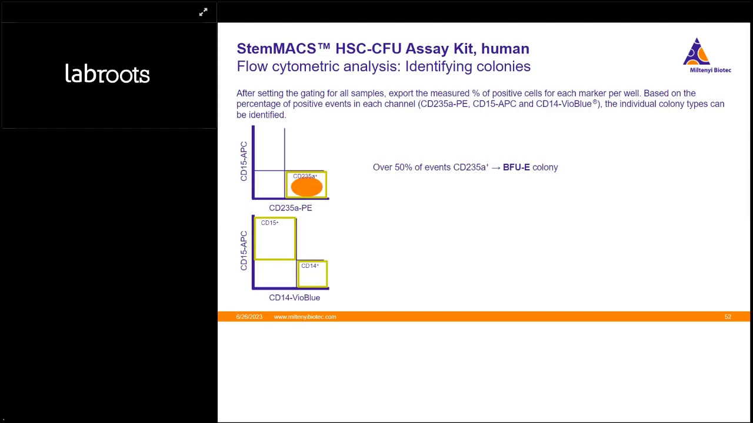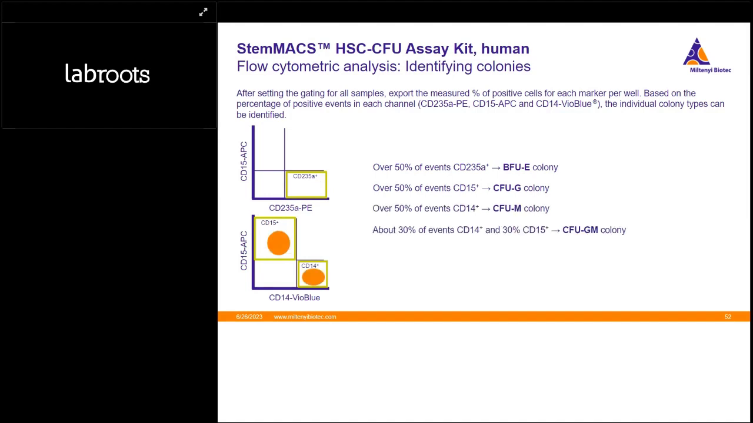So the BFU-E will have 50% of them expressing CD235 positive. CFU-G will have 50% expressing CD15 positive, and so on and so on. Basically, every single CFU will have a special ID code based on its flow cytometry pattern of those 3 surface markers. By doing that, we would be able to determine, using a flow cytometer, what CFU it is, instead of measuring that manually using a microscope.